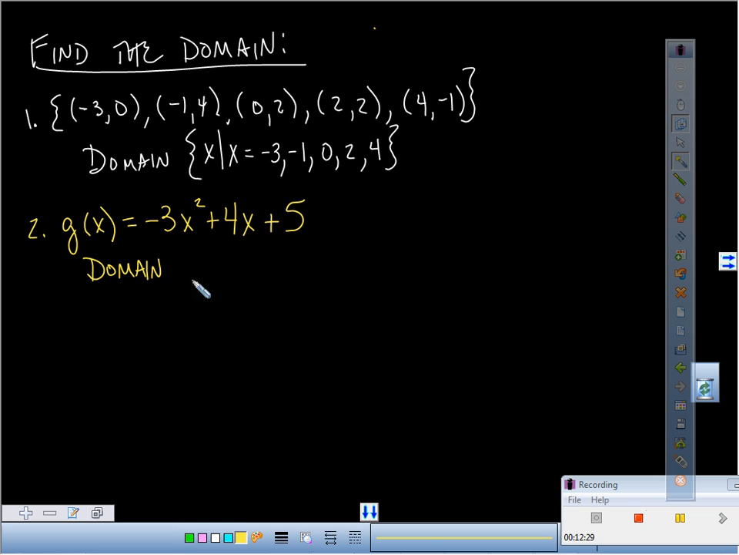Remember what I said, as soon as I say domain, what's your brain supposed to think? Restrictions. Does it have any restrictions? There are no restrictions. People, there's not even a fraction or a radical in it, okay? So it has no restrictions. What's your domain? Negative infinity to positive infinity, okay? Now, what if we wanted to write it in set notation? Any x such that, that's it. X is an element, remember, that's a C with a bar in it, of the real numbers, which is a double-barred R. All right? X is an element of R.